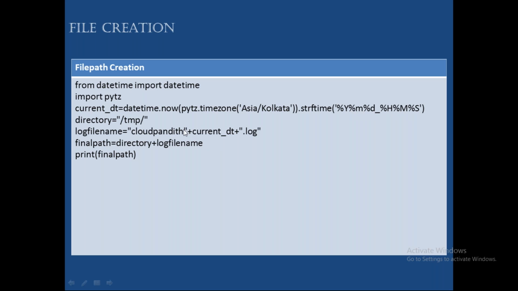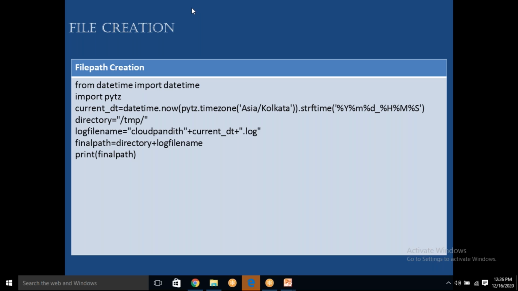Then it will come Cloud Pandit 2020 12/16 underscore 12/26/30 dot log. The extension I have given is dot log. This is my log file. This is the directory. To get the final path, I have combined directory plus log file. I'm getting the final path. You understood now?